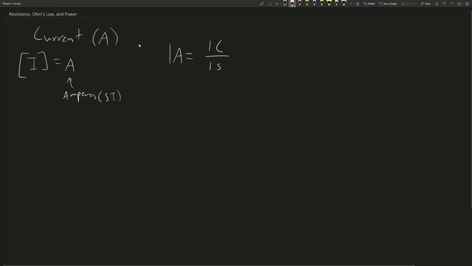And current is the amount of charge that passes through a cross-sectional area per unit time. So you can say that current here is equal to charge over an interval of time. So this is the amount of charge through a cross-sectional area.